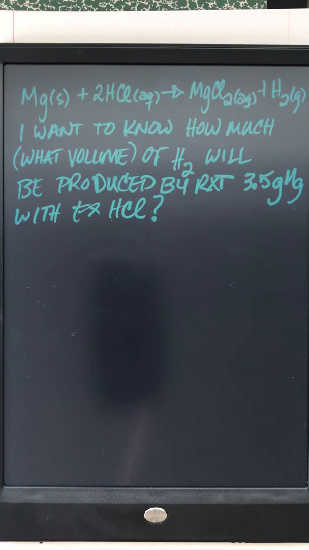My handwriting got kind of crappy there. Can you guys read all of that? It's legible. Cool.